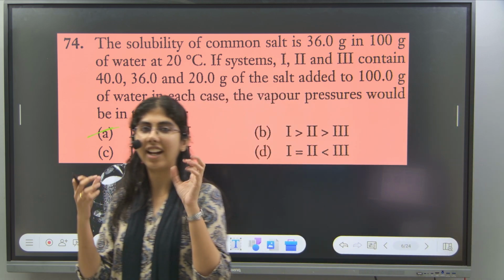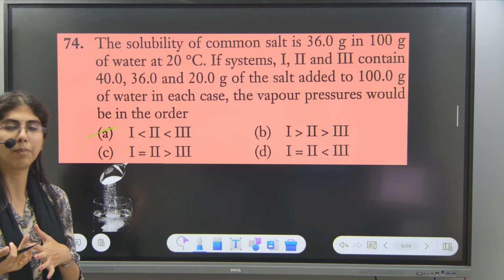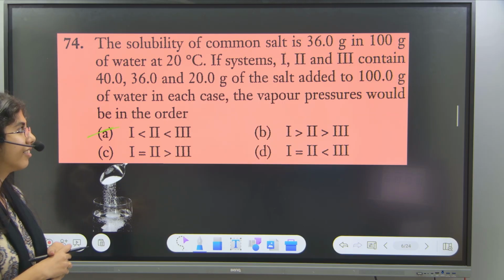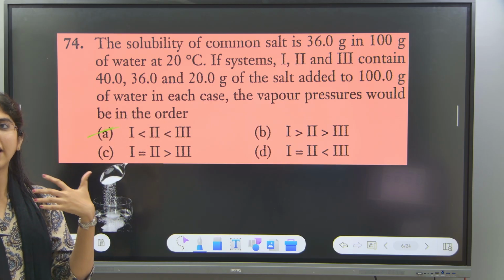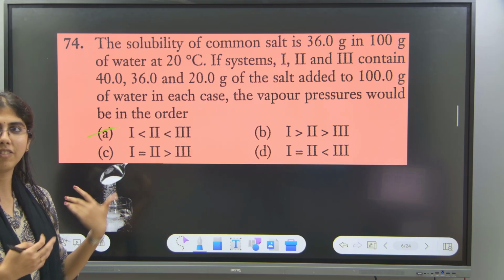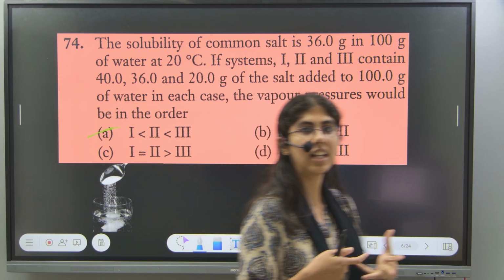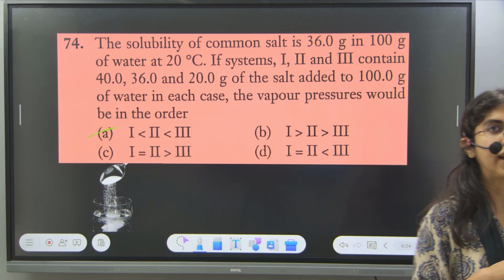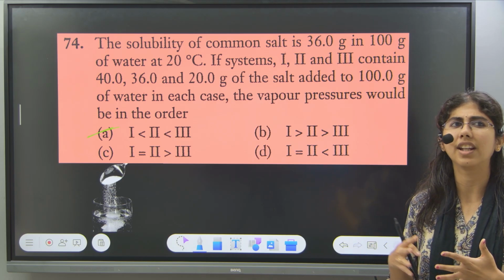What is that you applied over here? Which concept? Something you might have applied, right? Is it like the gram of sodium chloride that they are dissolving is decreasing, so that's why the vapor pressure should increase? Are you applying that, or anything else you are trying to apply over here? Can I know why all of you are actually going with option A?